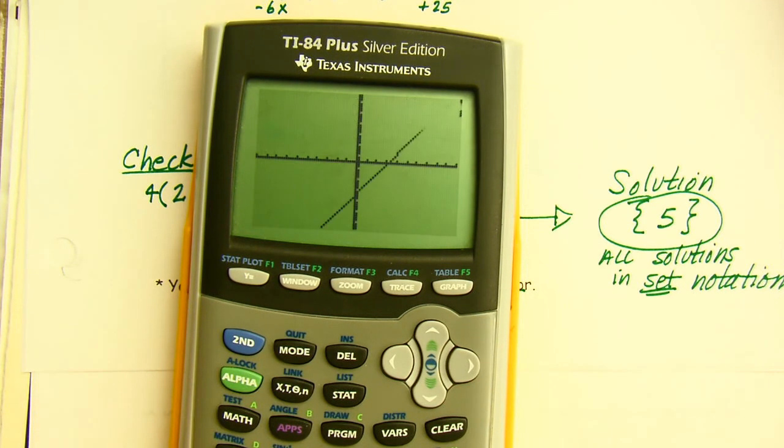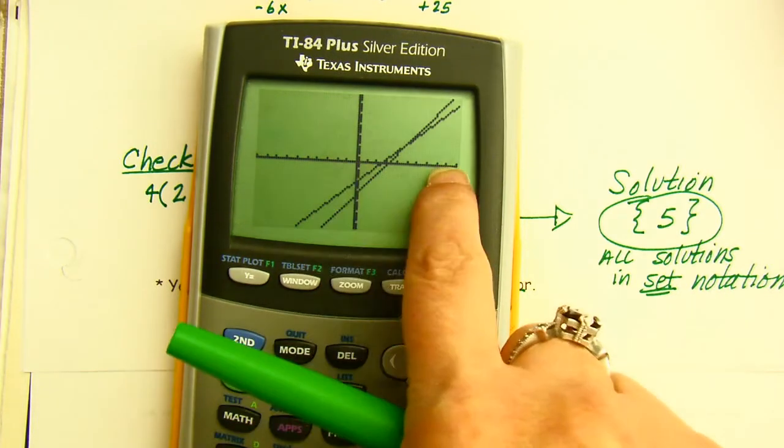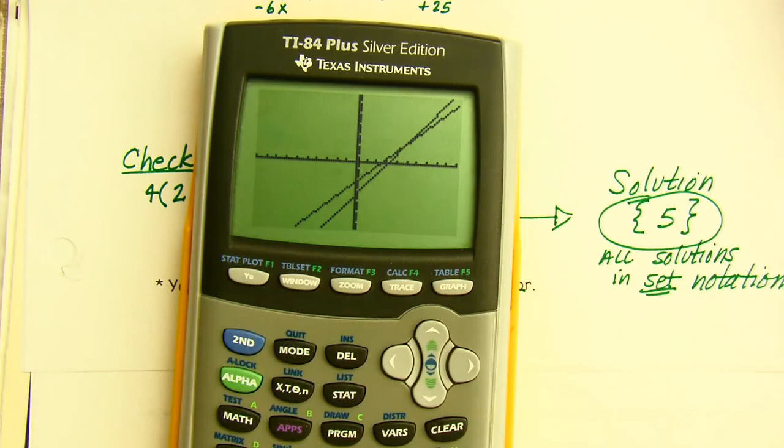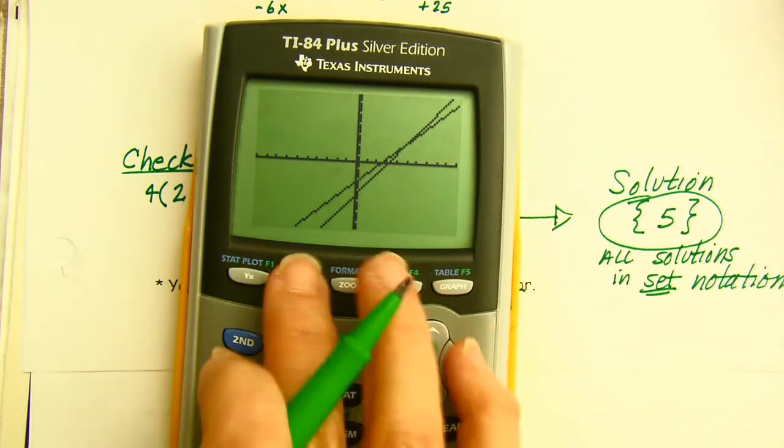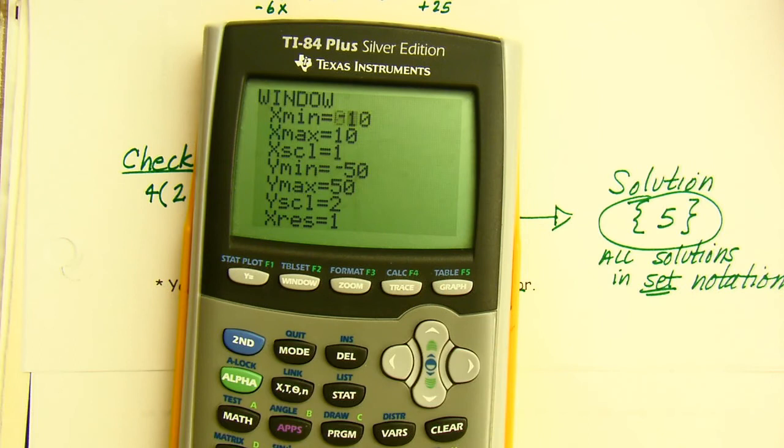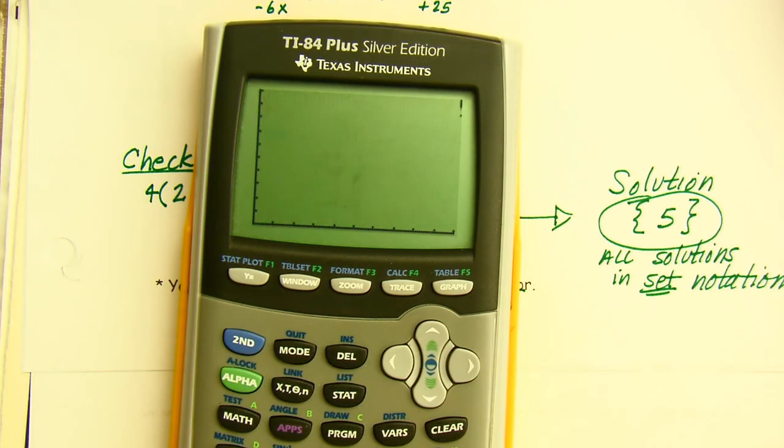Now remember, if I can't see everything on my graph, then I have to change the window. I might want to see what's going on here better. So maybe I'm going to go from 0 to 10 and 0 to 10 on x and y. So I just want to see quadrant 1. So I'm going to go window, x min is 0 to 10, 0 to 10, and I'm going to go by ones. I'm going to hit graph so I can see what's going on in quadrant 1.